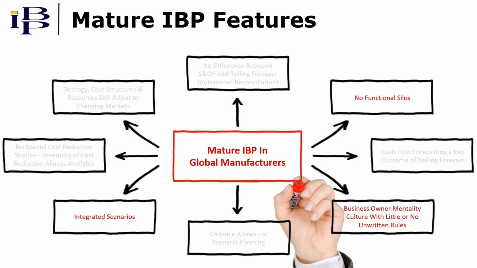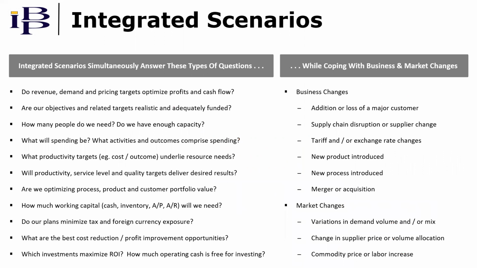There are three things I want to touch on in a little more detail. The first is integrated scenarios. There's a lot on this screen, and if you read through the questions, you can see that these are pretty detailed questions. But to me, when a process is integrated, you should be able to simultaneously answer all these questions from strategic, financial, and operational perspectives while coping with a whole bunch of business changes. You can see either the addition or loss of a major customer, supply chain disruption, you can read them all. But these are very interrelated questions. So in a mature process, you're not going to have multiple processes to answer these questions; you're going to have something that does it all simultaneously.